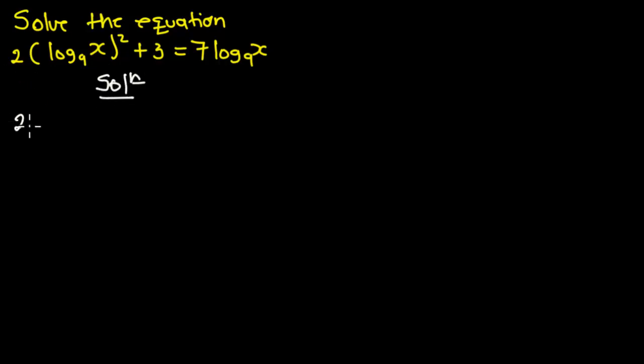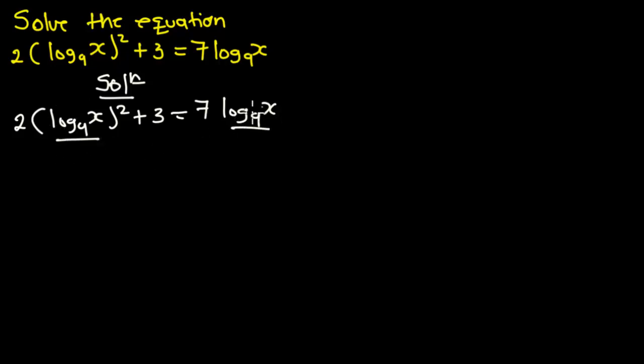Now we're given 2 multiplying (log of x base 9) all squared plus 3 is equal to 7 multiplying log of x base 9. From here we have log of x base 9 in common, so we are going to represent that by a variable. We are going to let m be equal to log of x base 9. When we do that, we are going to have 2 times m squared plus 3 is equal to 7 multiplying m.